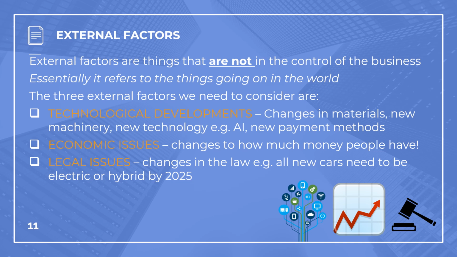And finally, legal issues. There are often changes in the law. For example, if you were a car company, all new cars need to be electric or hybrid by 2025. Now that is a huge impact on your business, and there's nothing at all you can do about it because that's the law. So these three factors can massively affect your business, and we need to know what they are. So technological, economic, and legal.